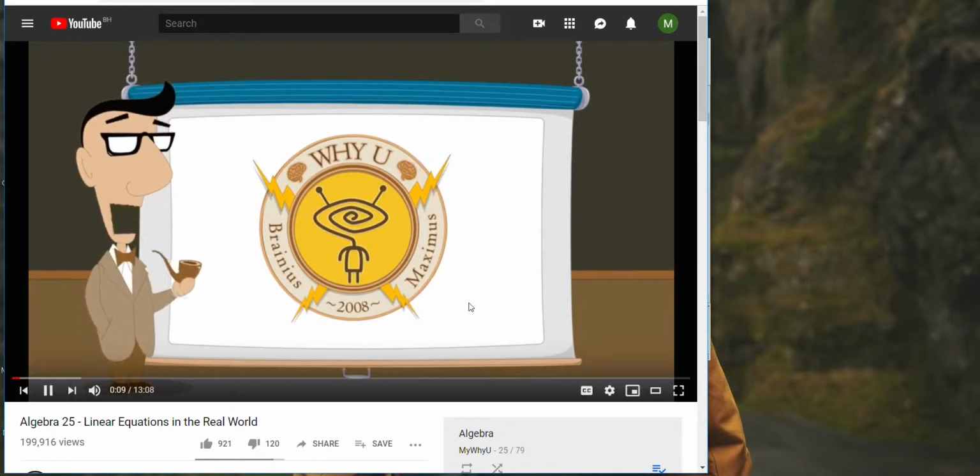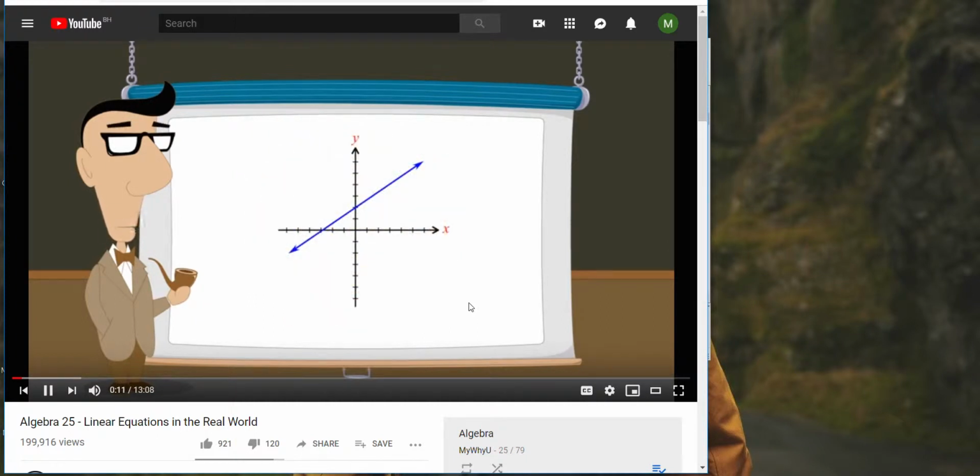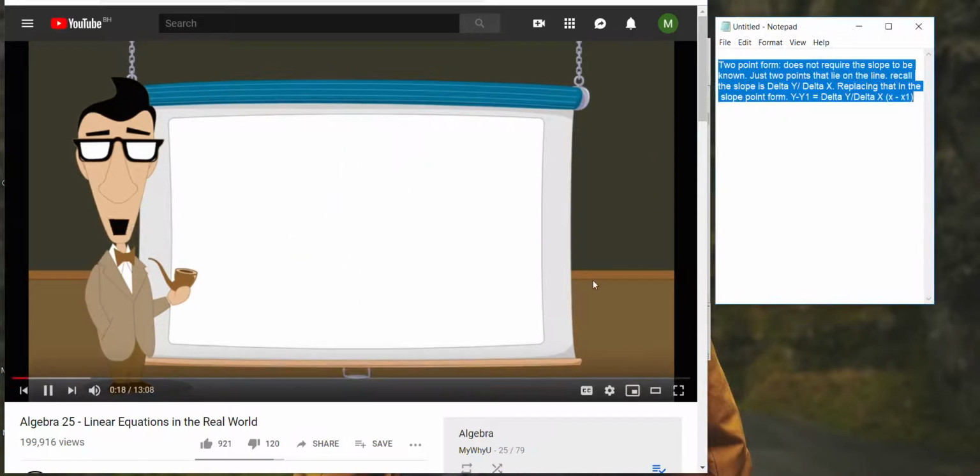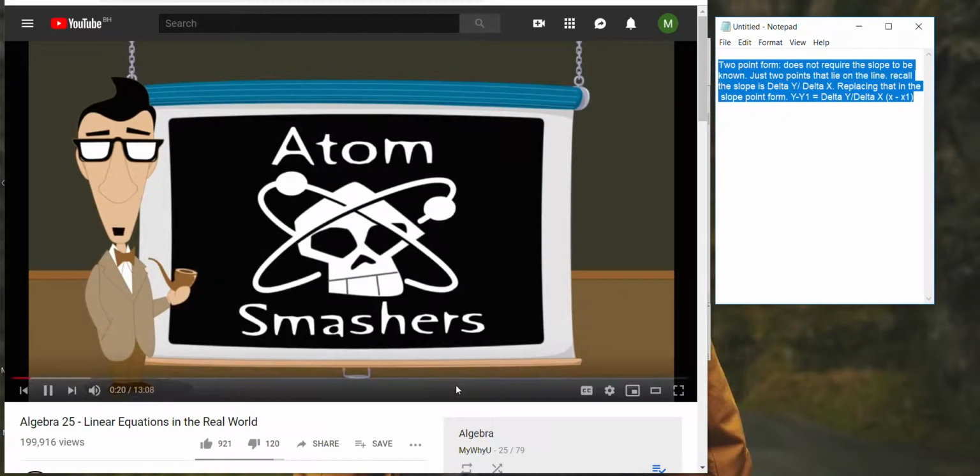In the last several lectures, we introduced several forms of linear equations whose graphs are lines in the xy plane. In this chapter, we will use linear equations to solve some real-world problems.